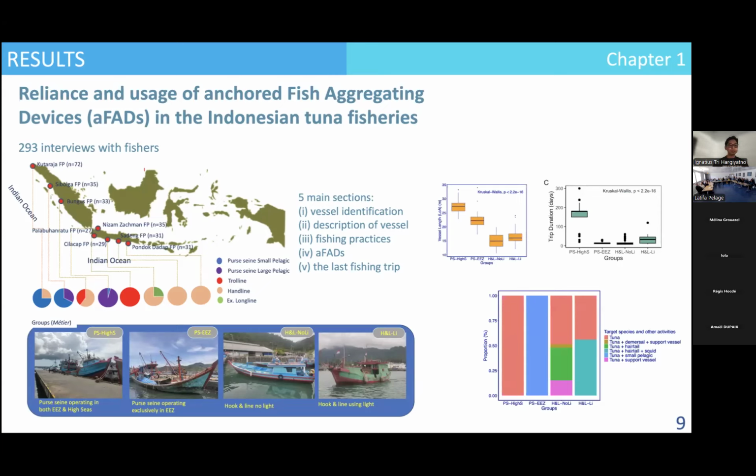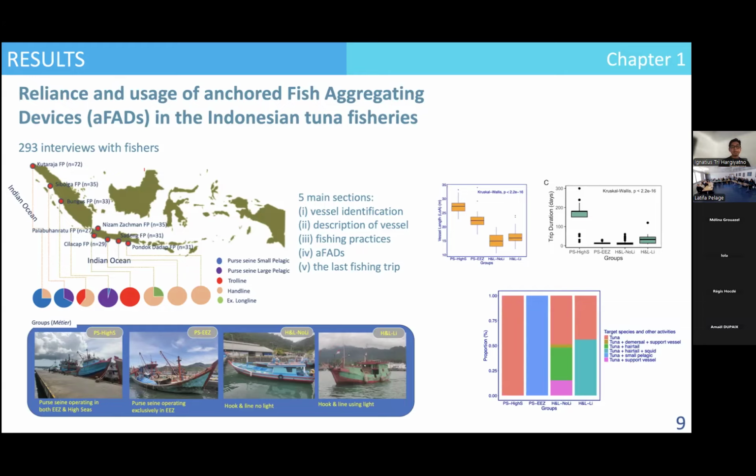Based on our data, I tried to group it into 4 different groups with different characteristics. The first group is purse seine high seas. It's purse seine operating in both the EEZ and high seas. They have a larger vessel, around 27, and a longer fishing trip, around 6 months. And the target is tuna. The second group is purse seine EEZ, exclusively in the EEZ. It's a smaller vessel compared to purse seine high seas. Also, the duration is shorter, and the target, besides tuna, also includes small pelagic fisheries.